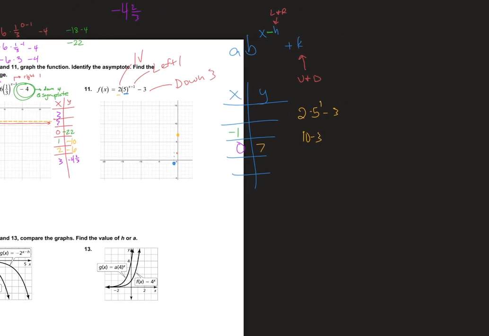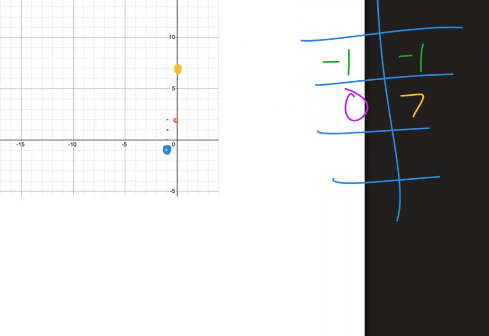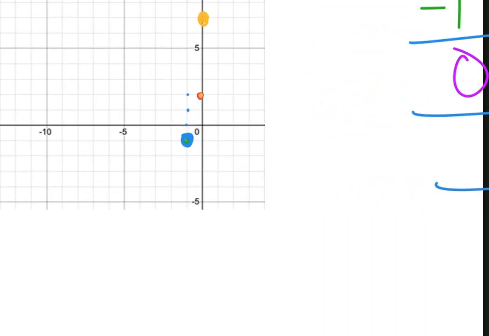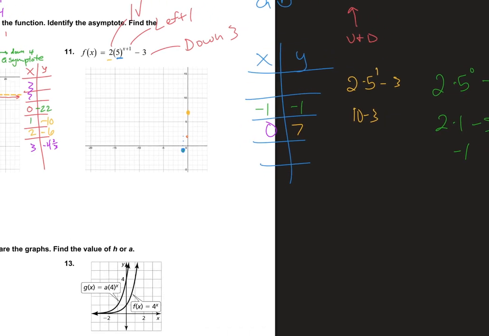Well, let's do that. 2 times 5 to the 0, minus 3, is 2 times 1 minus 3. That's -1. Check it out. That is at -1, -1. So we were right. Let's keep going.